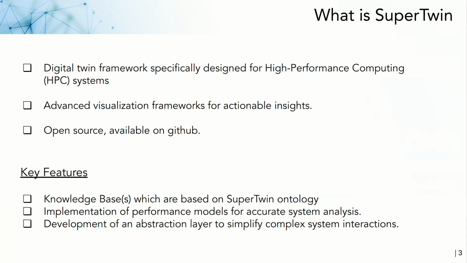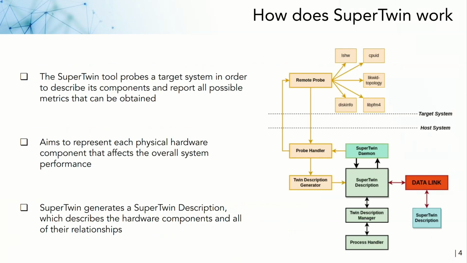Starting off with, what is SuperTwin? SuperTwin is a digital twin framework designed for high-performance computing systems, which provides advanced visualization frameworks for the analysis of such systems. This tool is open source and available on GitHub. Its key features include knowledge bases, which are based on the SuperTwin ontology, implementation of performance models for accurate system analysis, and development of an abstraction layer to simplify complex system interactions.